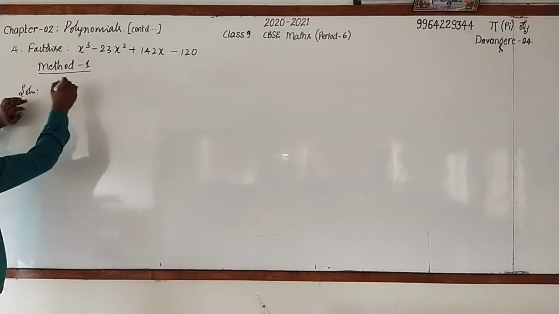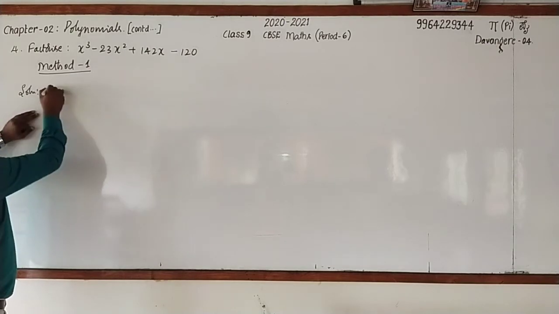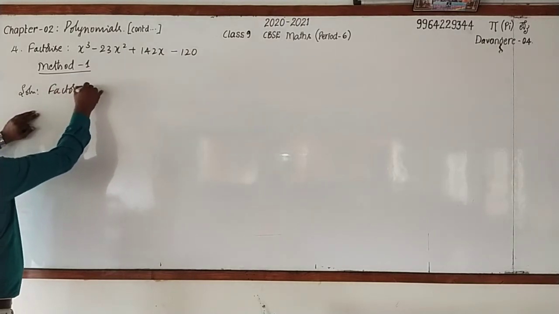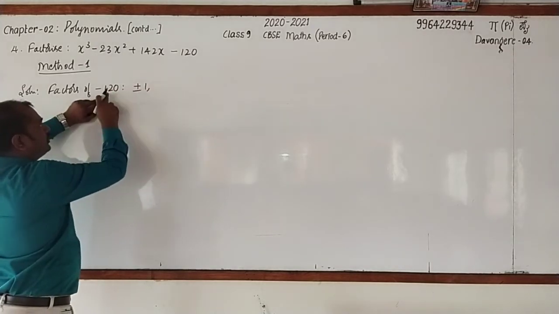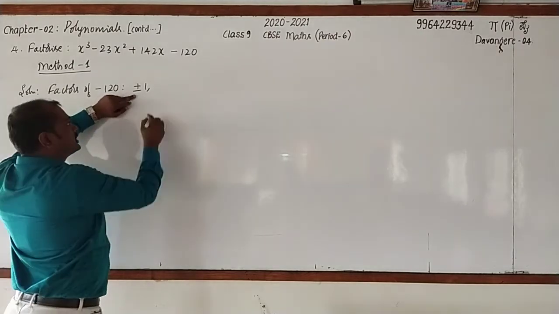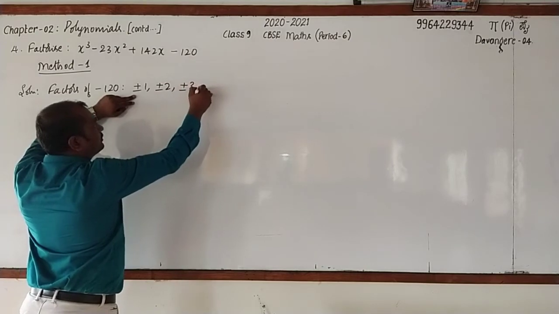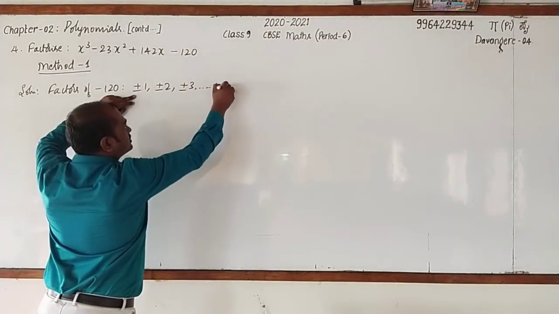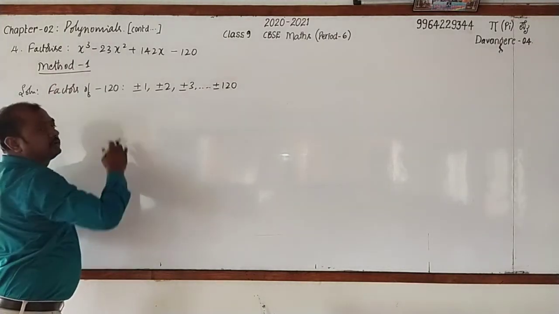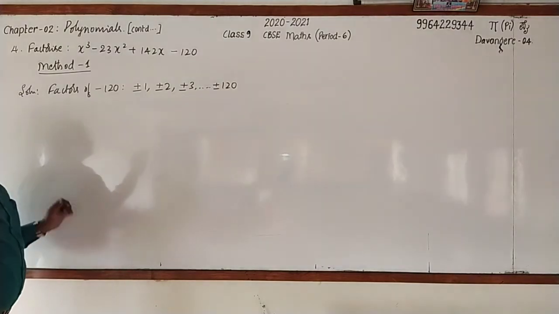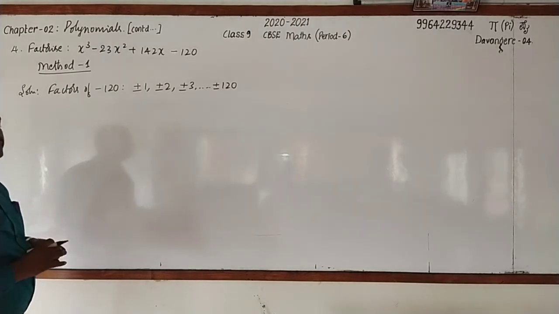Again, you go for the same. You take the last term. What is the last term? Minus 120. Let us find out the factors of minus 120. What are those? It is plus or minus 1. That is, 120 is divisible by plus or minus 1. It is also divisible by plus or minus 2, also by plus or minus 3 and so on, up to plus or minus 120. So many are there. As it is a cubic polynomial, there must be 3 numbers which are the zeros of this polynomial. We have to identify them.